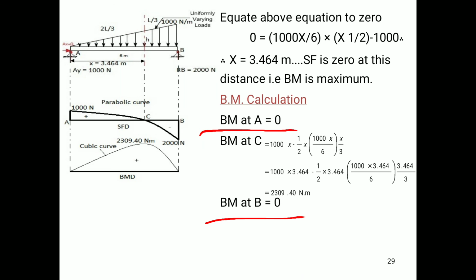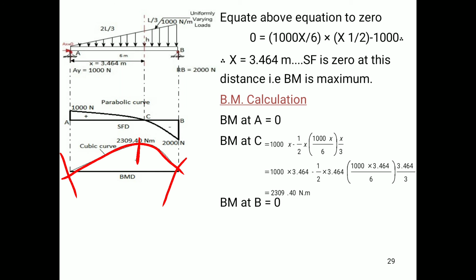Remember that we are going to draw the bending moment diagram based on those values. Now bending moment at A equal to 0, bending moment at B equal to 0, and at C we have the maximum bending moment, and that value is 2309.40 Newton meter. Now remember that in case of UVL, uniformly varying load, for the bending moment diagram we will join it by a cubic curve of third degree. So this is a cubic curve of degree 3.